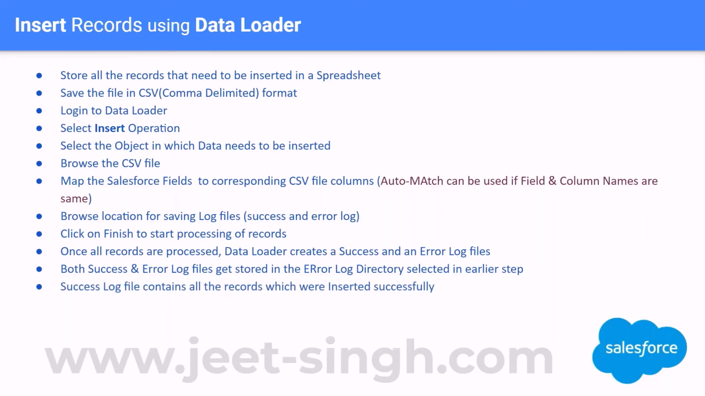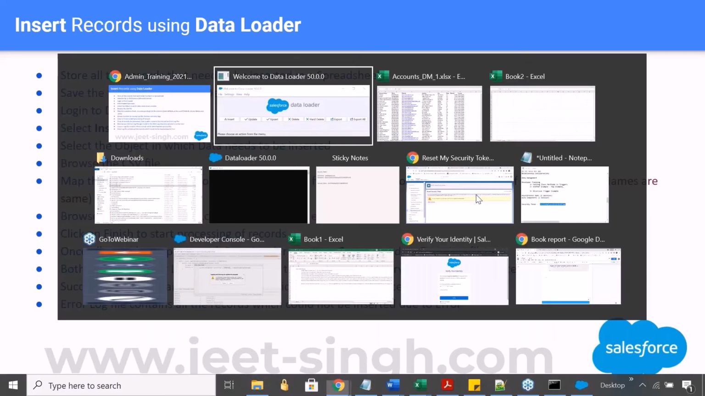And your success log file will contain all the records which were inserted successfully. The error log file will contain all the records which could not be inserted due to some error. There will also be an additional column which will tell you about the error, right? So now, if 100 records could not be inserted, you can go to the error log file, look into what the error was, make the corrections, and then next time you can process only those 100 records. You don't have to do it for all 1000 records. Make sense?